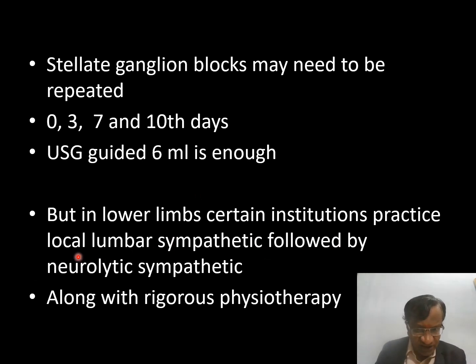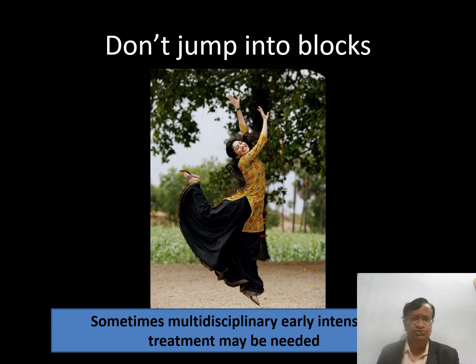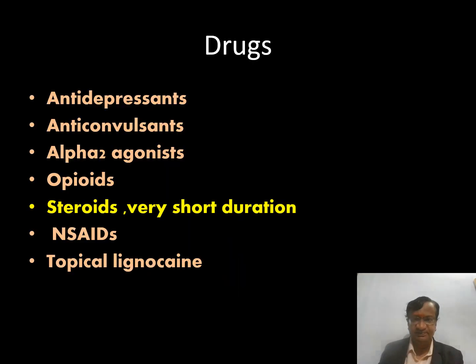Certain institutions practice local lumbar sympathetic block and put neurolytic blocks along with rigorous physiotherapy. Don't jump into blocks. That is a problem of chronic pain management. It is likely that we are influenced by whatever we know. I know lumbar sympathetic block, so I will give it. What does the patient need? That is very important. The patient needs a simple tramadol tablet and physiotherapy. But I know stellate ganglion, I know lumbar sympathetic. It is not that. So don't jump into blocks.